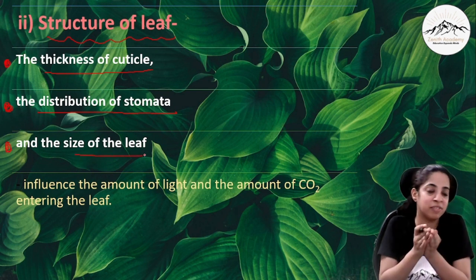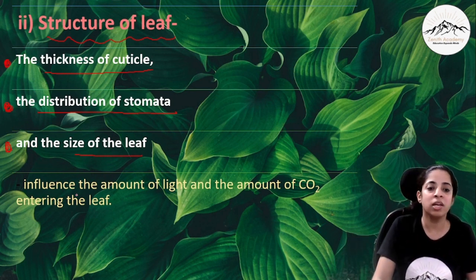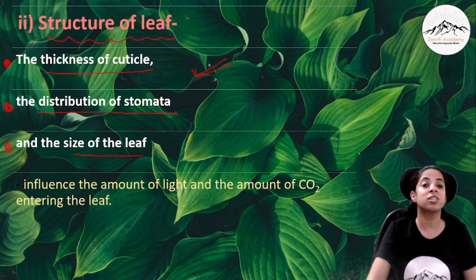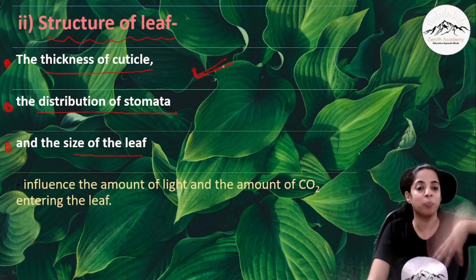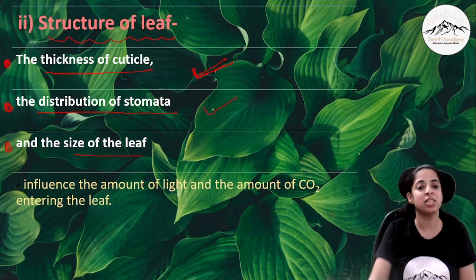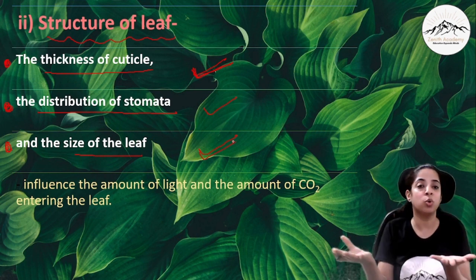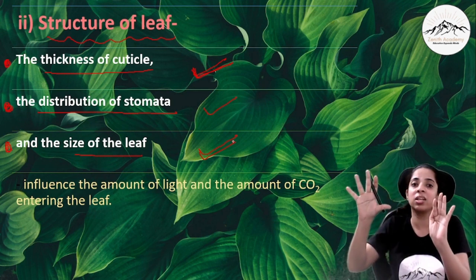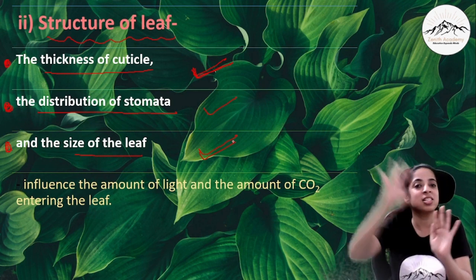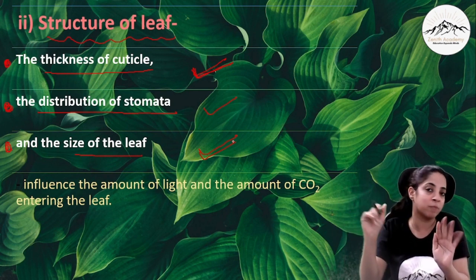If the size of the leaf is small, the surface area is small, less photosynthesis will happen. Correct? So these three factors: if the cuticle is very thick, the light will not be able to enter properly. If stomata are less or scarce, then photosynthesis will be less. And if the size of the leaf is small, not very large or flat, then also photosynthesis is reduced. If you take two plants, one of small size and one of big size, which will have more photosynthesis? The one having the big leaf, because the surface area is increased for the absorption of sunlight.